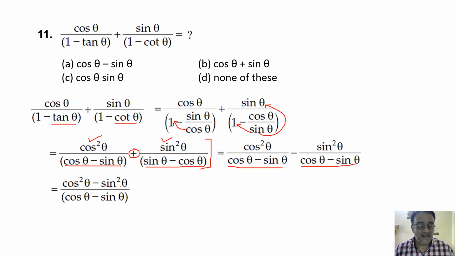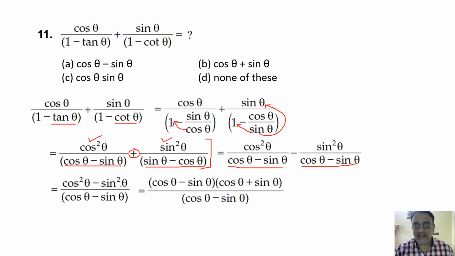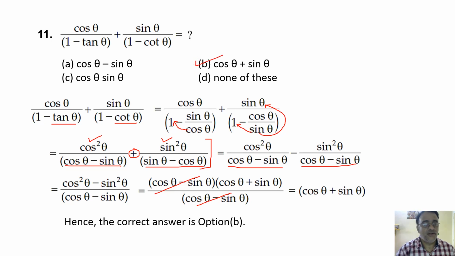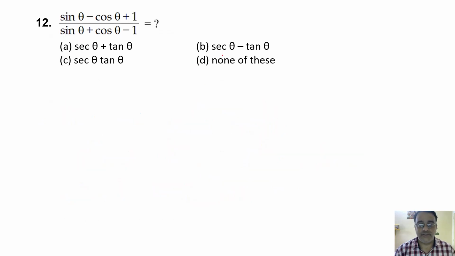We'll get cos theta plus sin theta, cos theta minus sin theta into cos theta plus sin theta. कुछ cancel हो रहा है यहाँ पे? Cos theta minus sin theta. These two will be cancelled, and we'll get the final answer cos theta plus sin theta. So which option is the correct one? Option B. Right. Okay. So now 12th question.